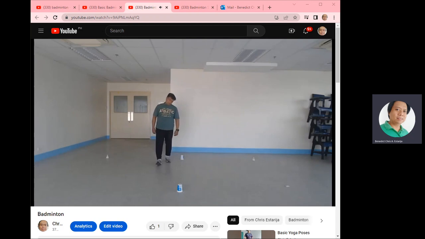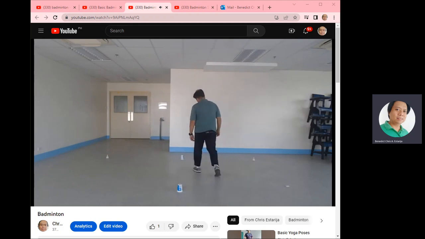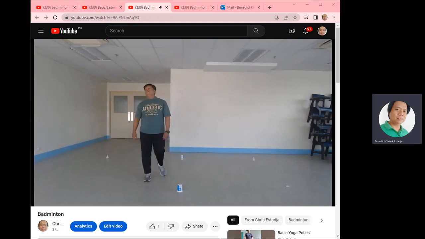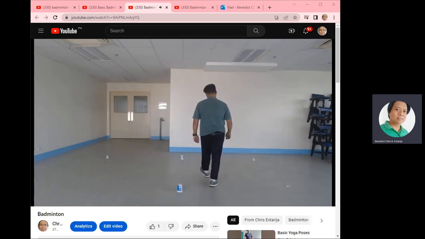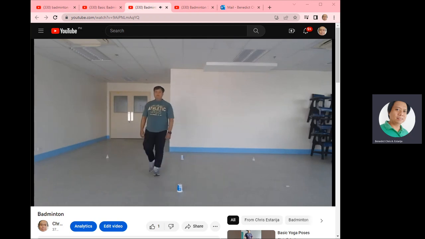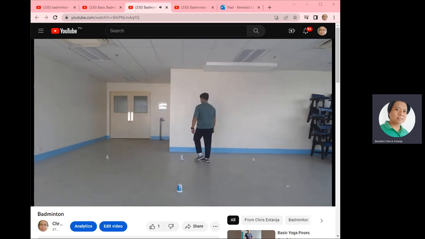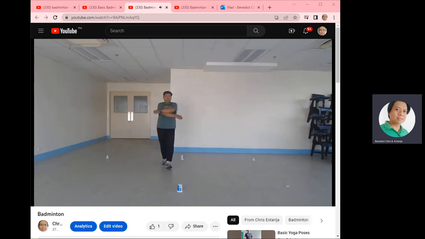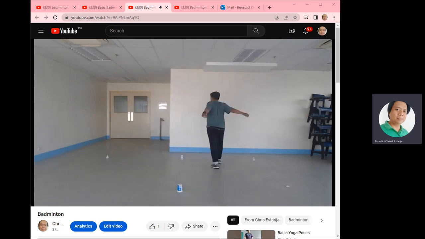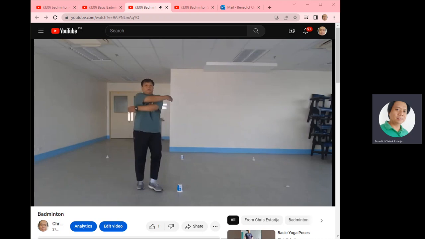Now this time, rotate slowly as you walk. Rotate, go into the other side. Rotate again. Okay, next would be shoulders up and down, up and down, up and down, and then swing your arms across. This will help your arms perform proper racket strokes, particularly your forehand and your backhand.